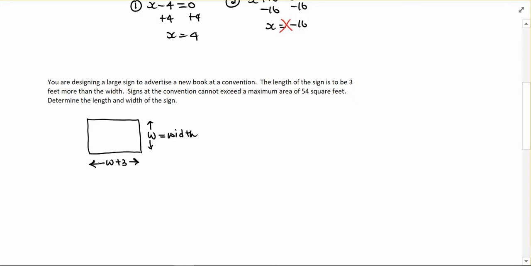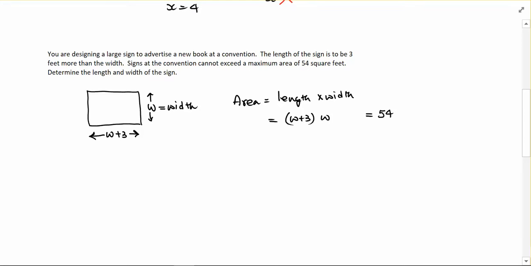Okay, then signs cannot exceed a maximum area of 54 square feet. So now this is a rectangular sign, and since it's a rectangular sign, area is length times width. So in this case, it's w plus 3 times w, and this must work out to be 54. So again, we have a quadratic equation that we need to solve. So this is w squared plus 3w equals 54. Let's pull the 54 over.